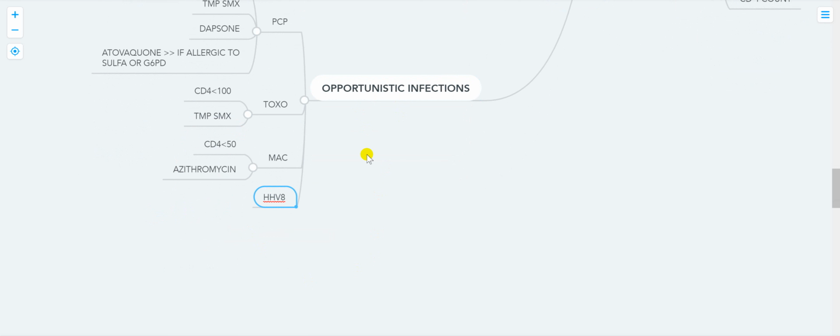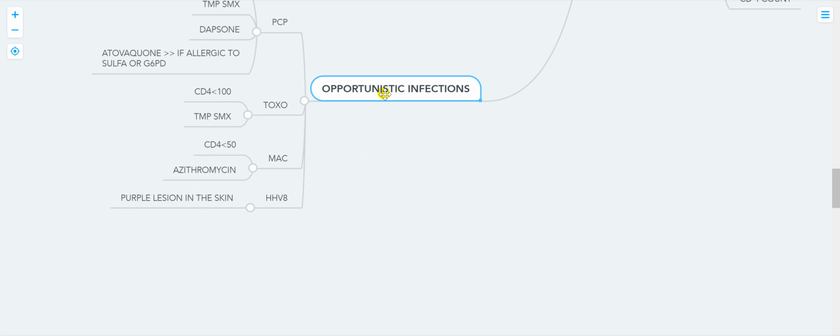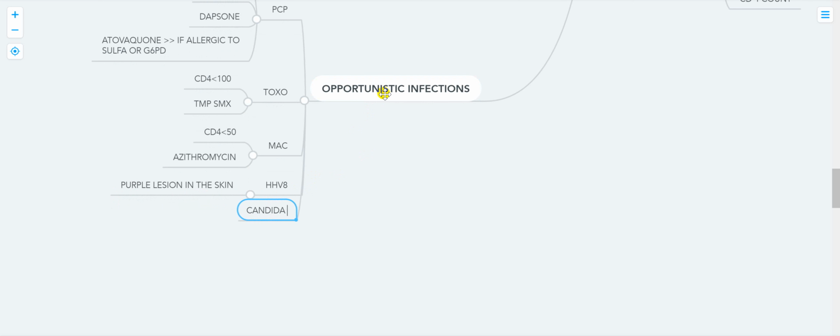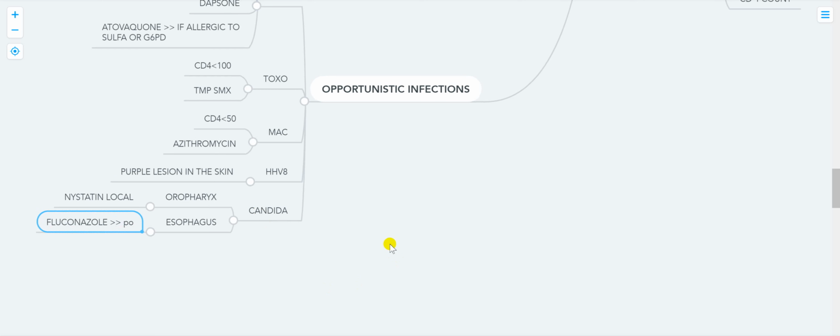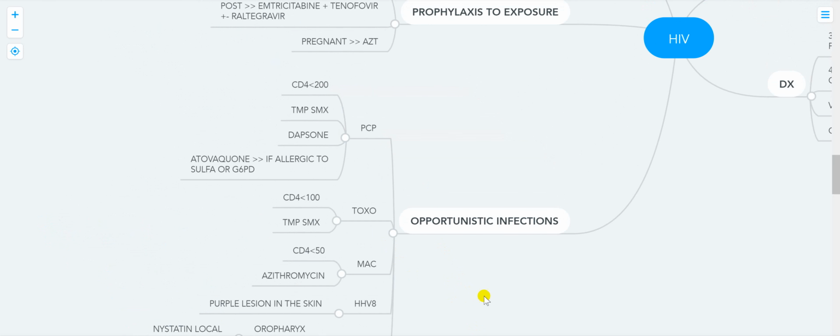How about HHV8? This causes Kaposi sarcoma, which presents as a purple lesion anywhere in the skin. How about Candida? Candida could infect the oropharynx, and we treat that with nystatin, swish and spit. No need for systemic therapy, just local therapy. Or it could infect the esophagus, which is more serious, so we use fluconazole, systemic oral therapy. Candida esophagitis is one of the AIDS defining illnesses. So these are the opportunistic infections.